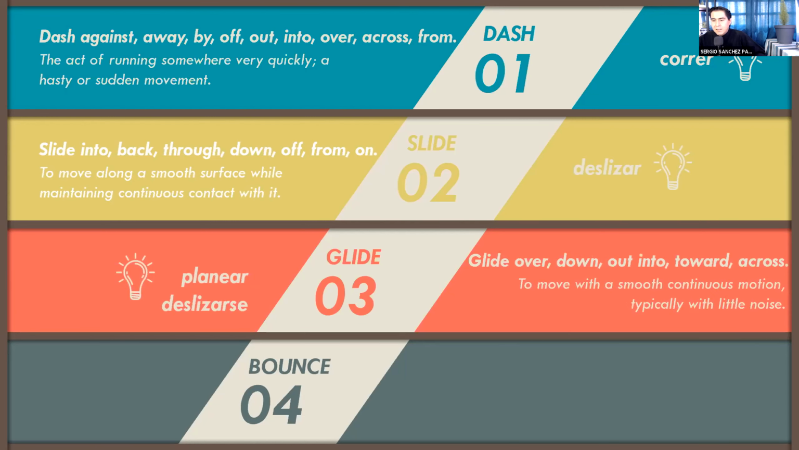For glide, we have prepositions such as over, down, out, into, toward, and across. The definition: to move with a smooth, continuous motion, typically with little noise. And the translations that I have found most commonly are planear or deslizarse.